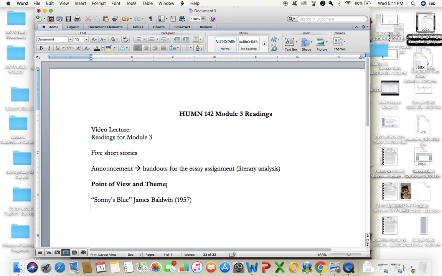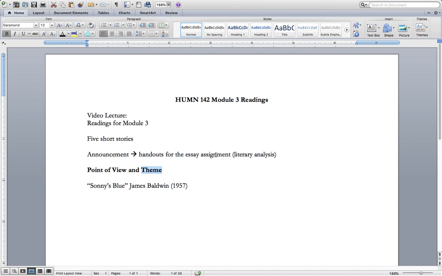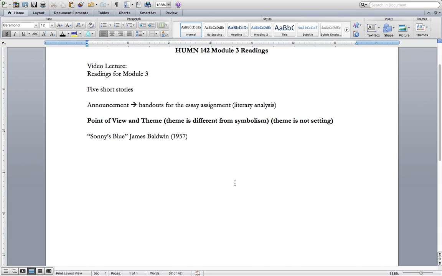The other reason I'm talking about theme is because in the past students have had a hard time identifying what a theme is or what themes are in terms of a text. Sometimes they confuse them with symbol, so theme is different from symbolism. The theme supports symbolism and symbolism supports theme, but a theme is different from symbolism. And also, theme is not setting. Sometimes people will choose the setting or the subject as the theme.